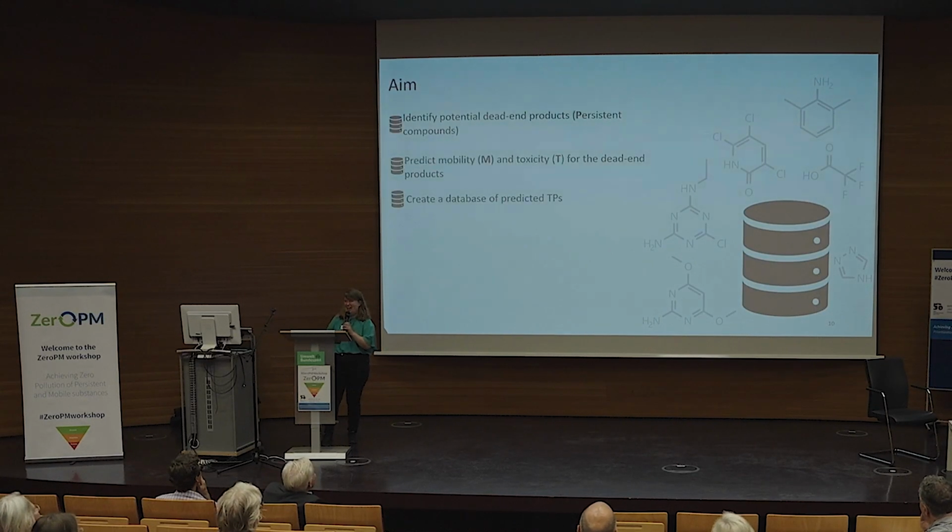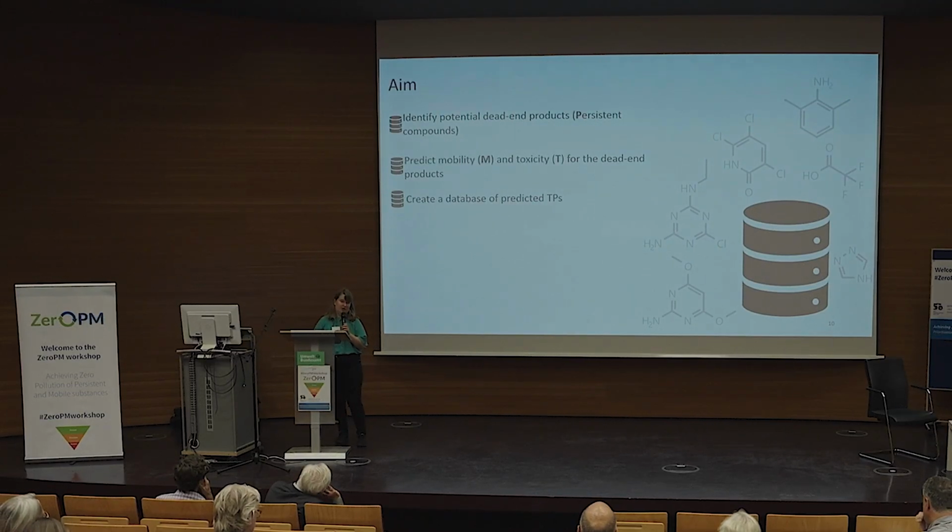So, with that, the aim of this project, what we wanted to do, is to identify these potential dead-end transformation products or persistent transformation products. And the way that we defined this is then any transformation products for which no further reaction rules apply, using a beta version of BioTransformer 4.0. On top of that, we also wanted to check for our dead-end transformation products if they might be persistent or mobile and toxic as well. And finally, we also wanted to create a database of all of these transformation products.